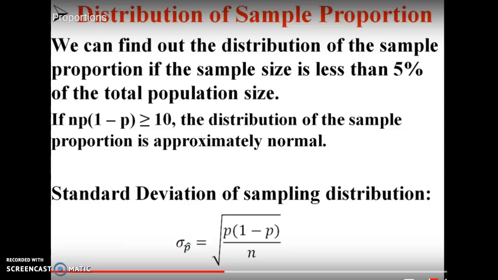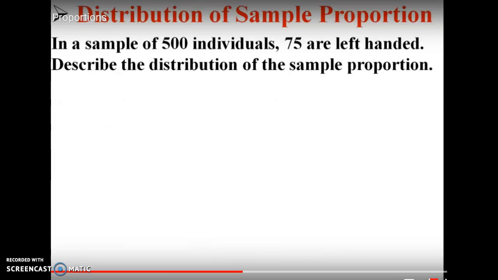And here we have the standard deviation of the sampling distribution. It looks just like what we've been using, so we have no problem there. So it says describe the distribution of the sample proportion. What do you think it'll be? What will it look like?